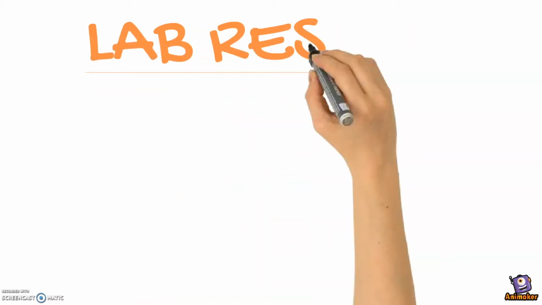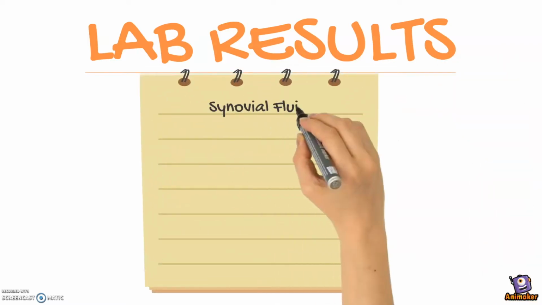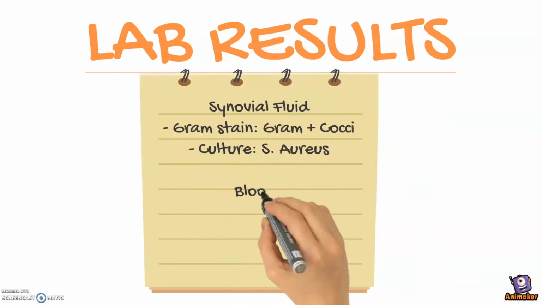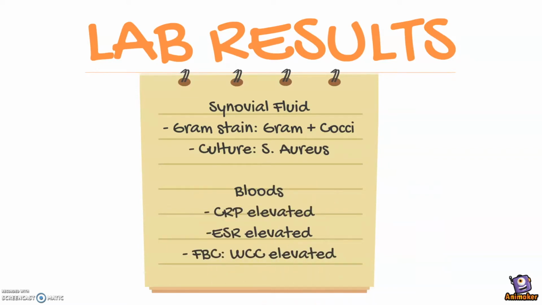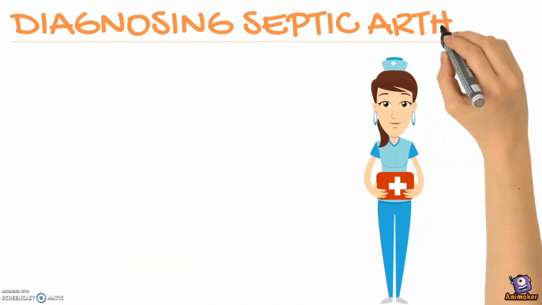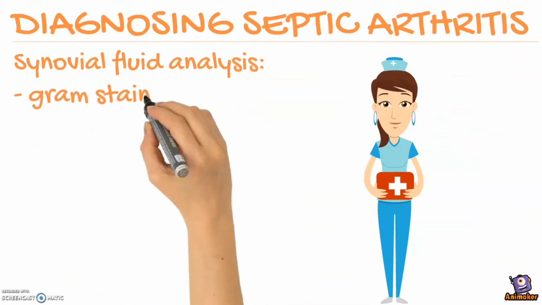Synovial fluid analysis and culture results come out and show a positive gram stain with gram-positive cocci, and the culture yields Staphylococcus aureus. The CRP and ESR are elevated, and the FBC shows an increased white cell count. The diagnosis of septic arthritis may be based on synovial fluid analysis and culture.